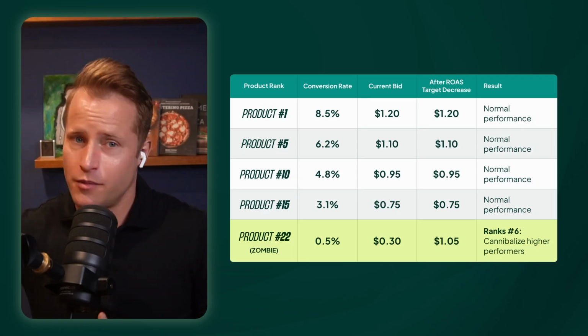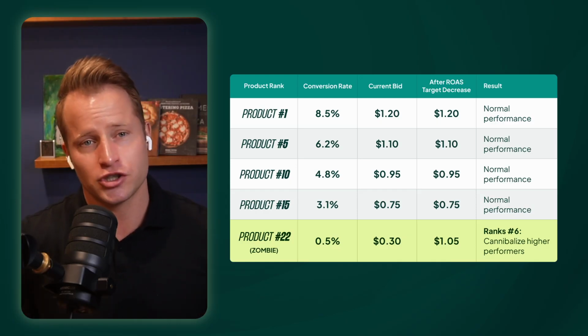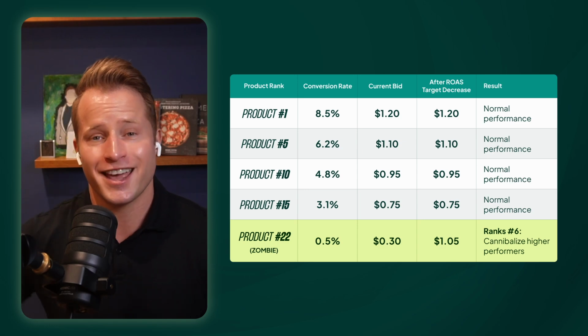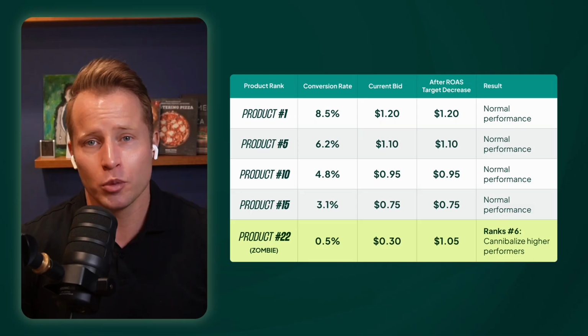Because here's the problem. If your zombie product is ranked 22nd in its category, meaning there are 21 products ahead of it that have a better click-through rate, better conversion rate, and better historical performance, then by increasing the bid on product 22, you're telling Google to show it ahead of some of those other proven winners. You're cannibalizing your own performance from the inside. That's why a blanket zombie campaign is a mistake.